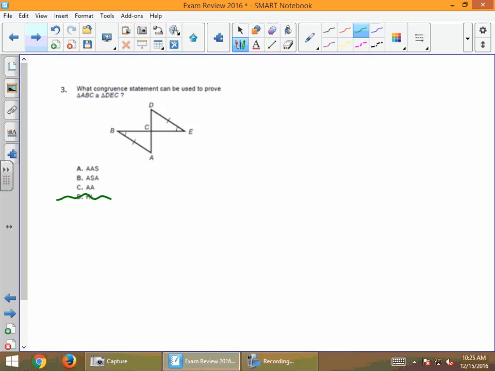What about C? How many pieces do we need to show that triangles are congruent? 3. How many do they have here? 2. So we know it can't be C. So if you have no idea what else to do, you now have a 50-50 shot at getting the right answer. Okay, but we know what to do here. Which one of these is going to be the correct answer? A. Why is A the correct answer?